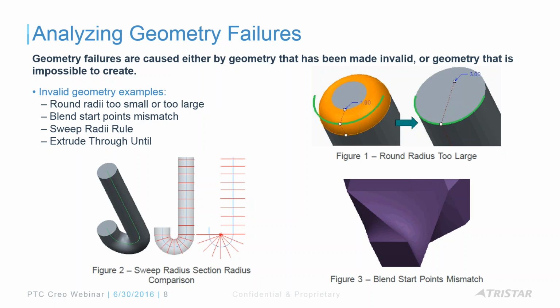In this case, it's about the geometry. If you change something in the sketch, for example, that caused the sketch to overlap, these would be things that would cause failure. So, things to think about. Analyzing geometry failures. Geometry failures are one cause that a part may fail.